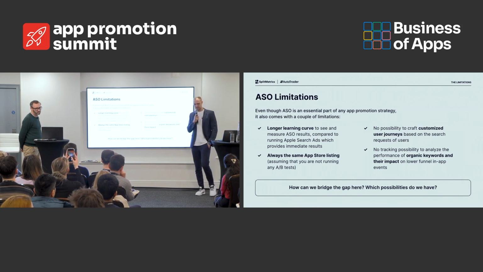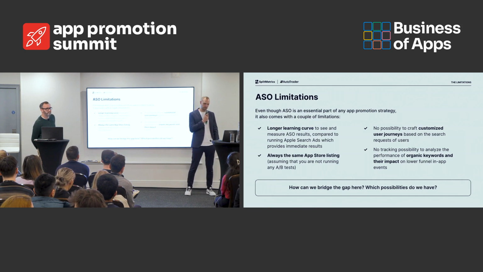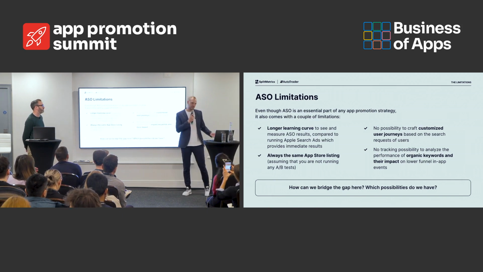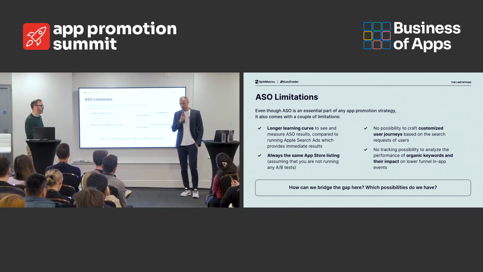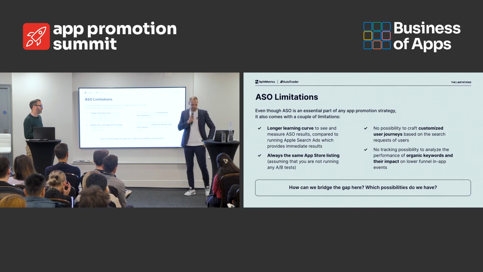It can really take weeks. It can take up to months until you really start ranking in good positions for keywords, and then you figure out that the keyword you were optimizing for is actually not that relevant for your app. And then you start over again. So this is one of the biggest limitations. We were also talking about the fact that you only have one App Store listing, your organic App Store listing, assuming that you're not running any A/B tests at the moment.